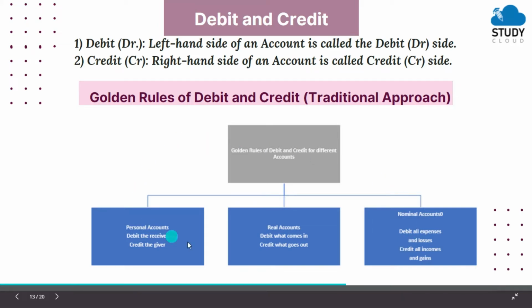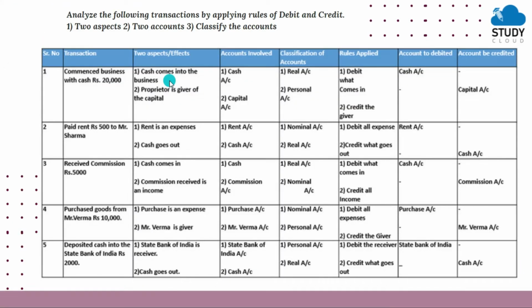Now with the help of these golden rules, we will see some examples. Now let's see one example. Here we have to solve the following transactions by applying rules of debit and credit, which we have seen in the previous slide. So what we have to find: two aspects, means two effects, dual effects. Then two accounts we have to find, which type of accounts are involved in the following transaction, and after finding those accounts we have to classify it as personal, real or nominal, depending upon its nature.